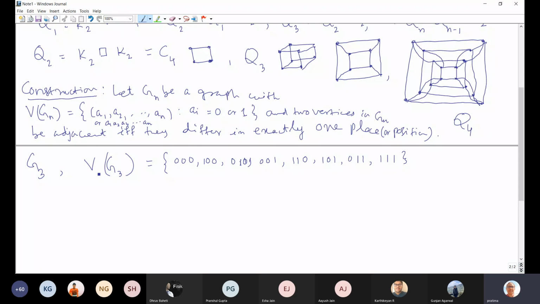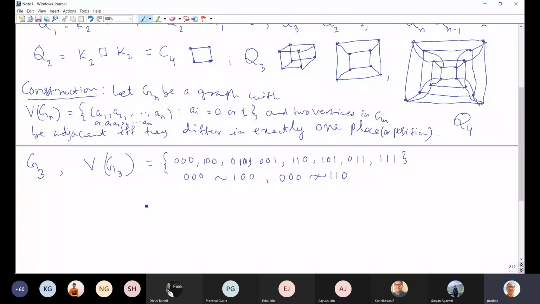And adjacency will be if they differ in exactly one place. For example, 000 will be adjacent with 100, because they differ in exactly one place, the first place. They agree in the second and third positions, and only the first position differs. Therefore it is adjacent. Whereas 000 will not be adjacent with 110, because these two vertices differ in two positions, the first and second positions. Therefore they are non-adjacent.